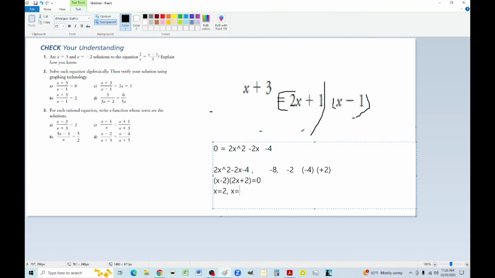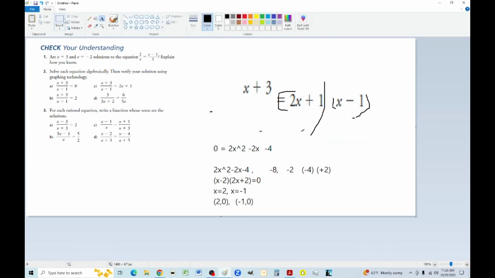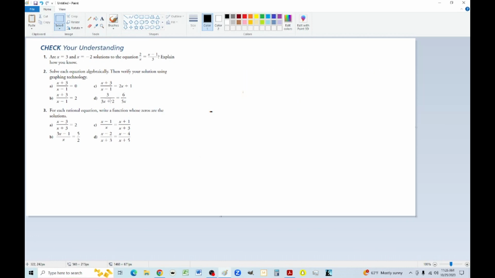And then you can put it in the graphing calculator and you'll discover that this thing crosses the x-axis at (2, 0) and (minus 1, 0). Or you could substitute it into the original equation and solve, and you'll discover your answers will work on left side, right side. And this is how they're solved over and over and over again.